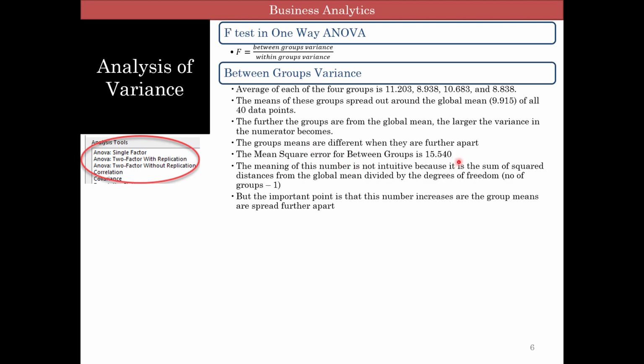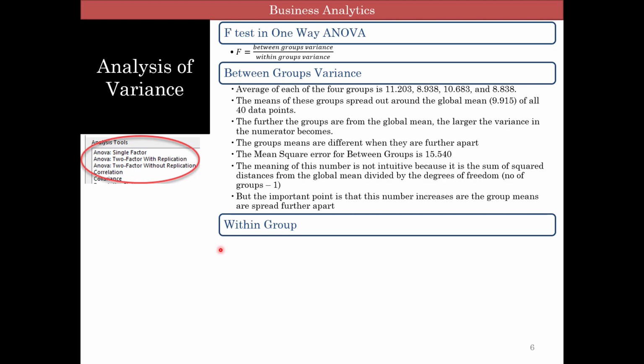So mean squared error for between groups was about 15.54. And the meaning of this number is not intuitive, because it is the sum of squared distances from the global mean divided by your degrees of freedom, which is number of groups minus 1. But it's important to note that the number in the numerator will become larger if the averages of each group are more spread out. And that's what you need to understand.